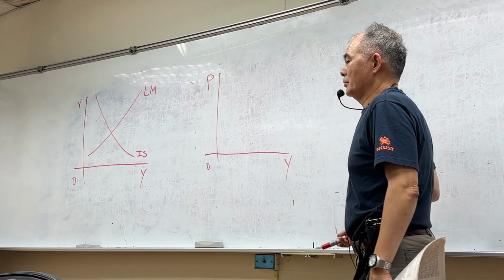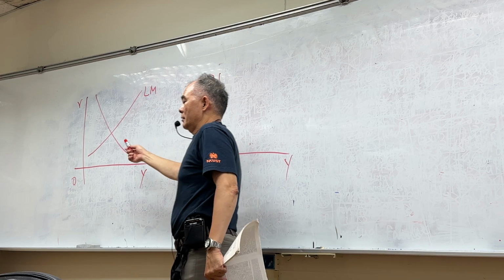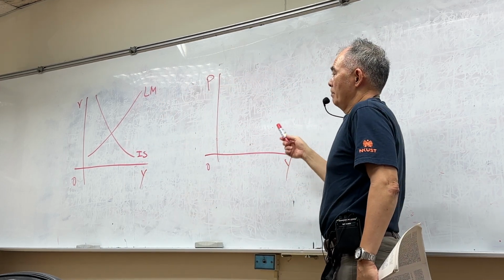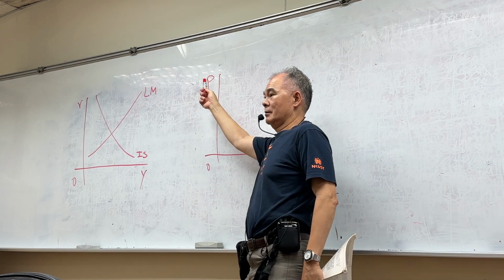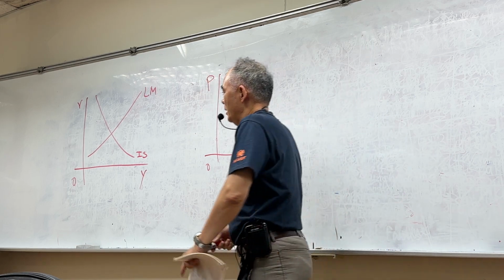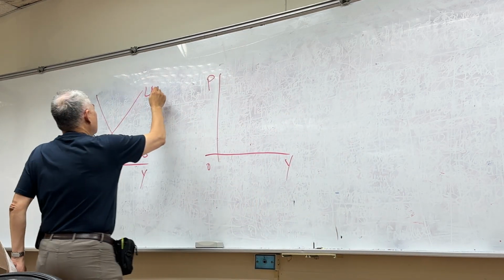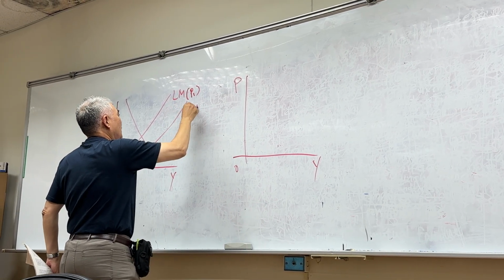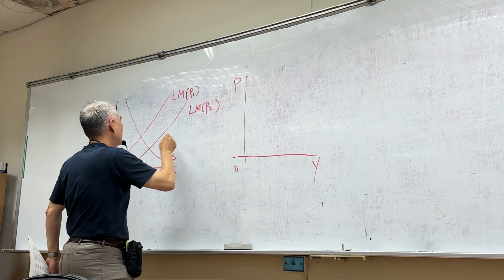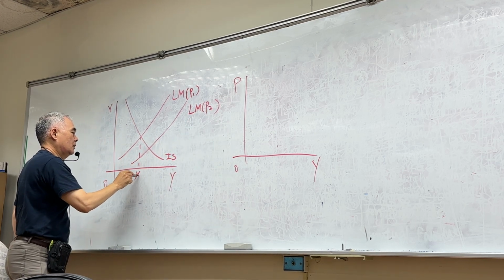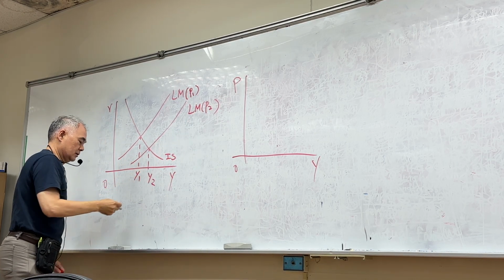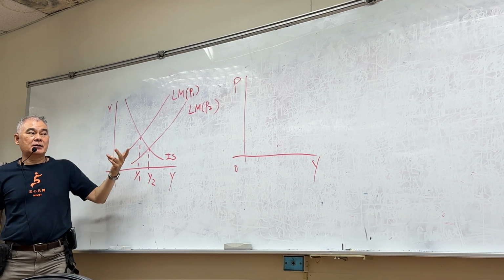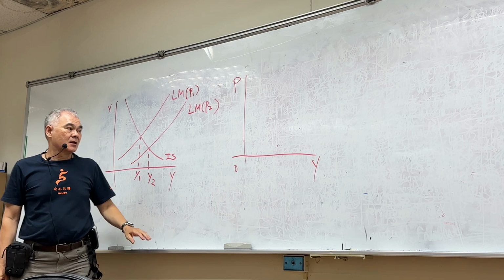So how to relate this model with this one? The point is you need to have P. Then assume that this is P1 for one LM curve, and here is P2 for the other. Then you have Y1 here and also Y2 here. So now we have two points, and then you can derive the aggregate demand curve there.